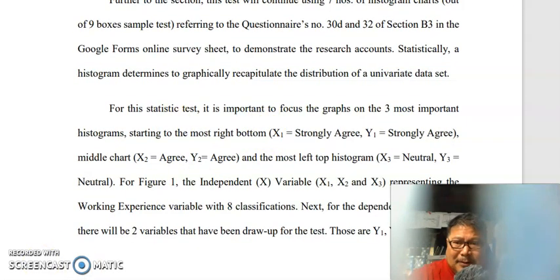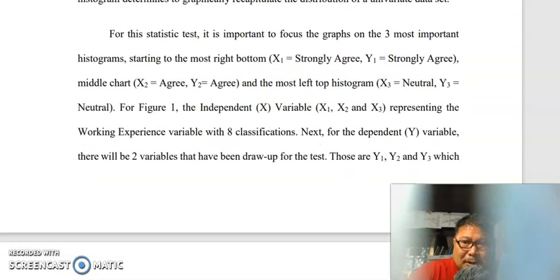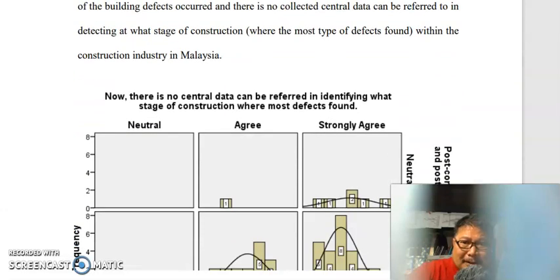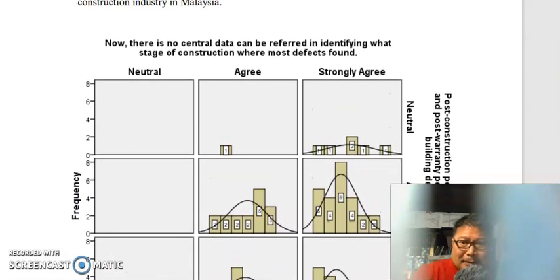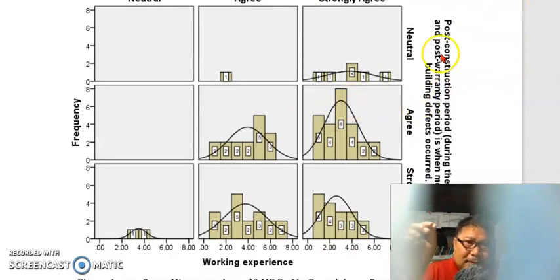It uses this Likert scale from the Google Forms that we tabulated, and this is among the tables or figures that we worked on, about the central data of the building defects versus the post-construction periods, during which the warranty was issued, and also versus the work experience of the respondents.